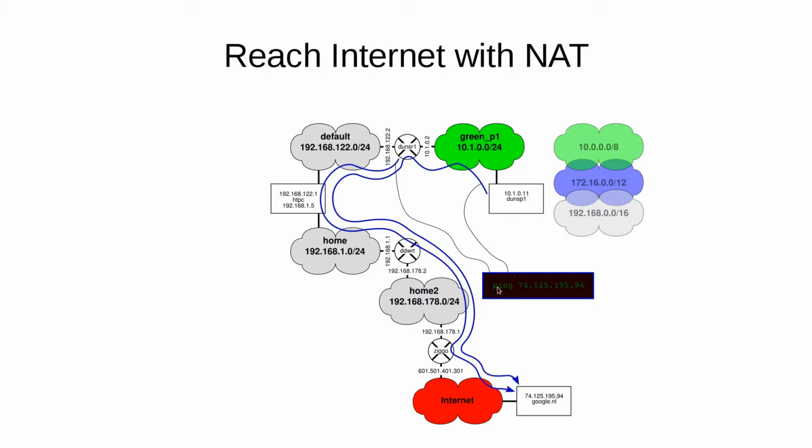We start a ping to www.google.nl, and it will travel through this router, through the default network, and it will be routed by the host and then NATted via some home networks towards the internet. The returning traffic will go this way to this DUN-SP1 system.